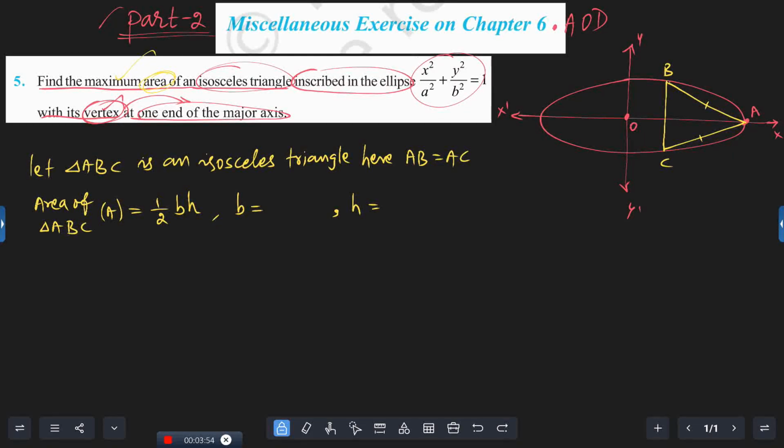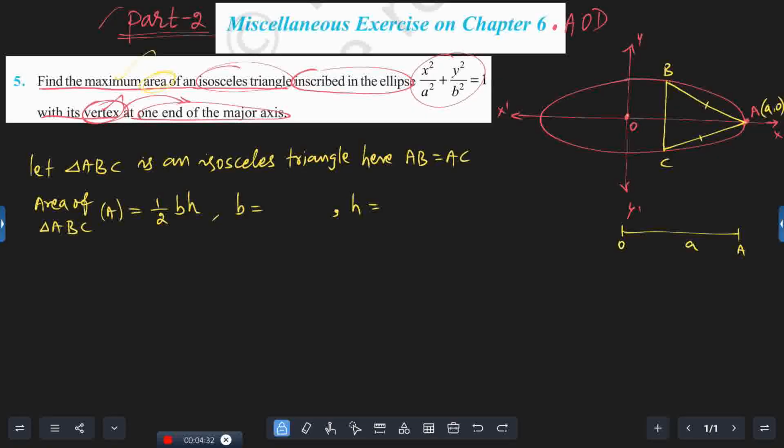Listen. The height is very easy to get. What is the end point A? A point is (a, 0). So the length from the origin to this point will be a. From the origin to A, that length is a. This full length will be a, from origin to A. That is the meaning of (a, 0).